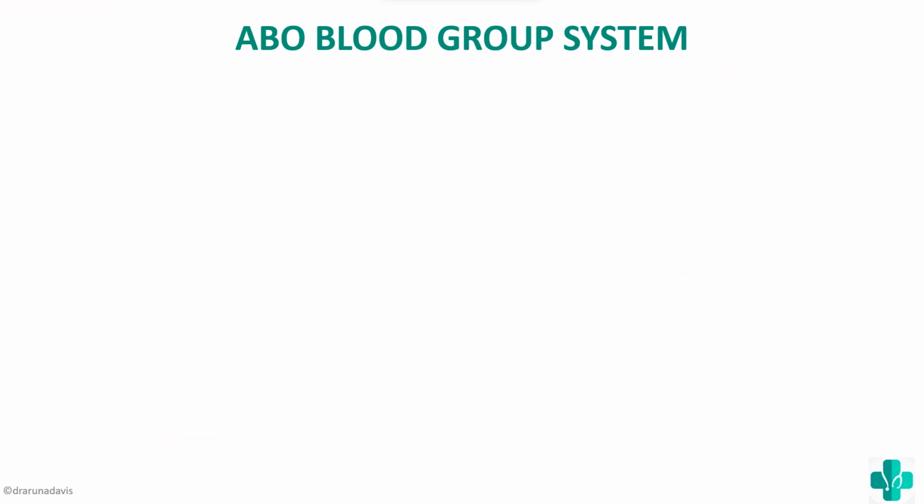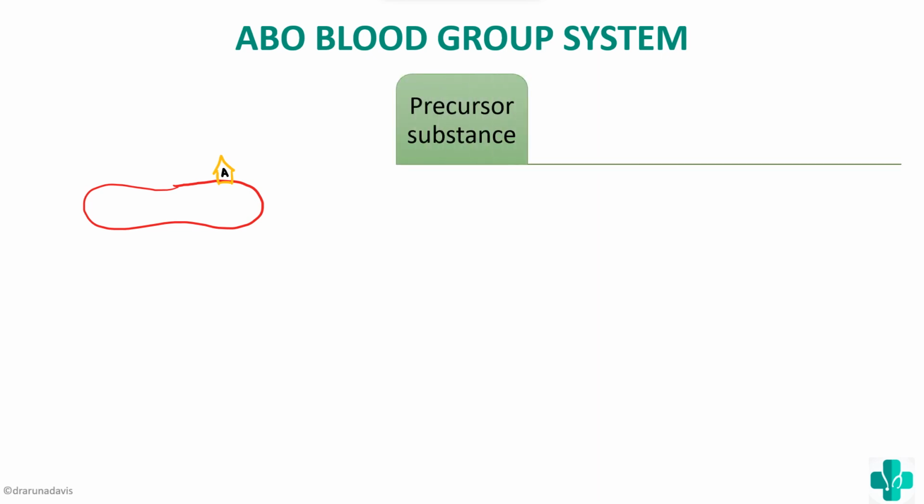Next we will see some basics about the Bombay blood group. For that we should first know the structure of the antigen. It is based on this antigen that we group them into group A, B, AB or O, right? So how was this antigen formed? This antigen is formed from a precursor substance.